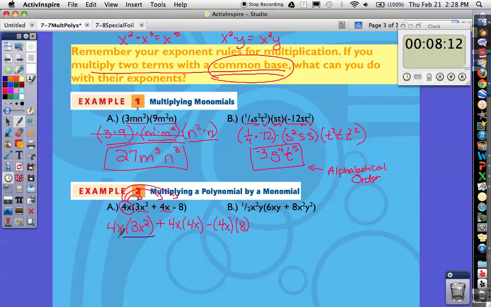What is 4x times 3x squared? It's all multiplication in there. So 4 times 3 is 12. X times x squared is x cubed. Once you get to a plus sign, we can't keep going there. That's just one term. Now we got to multiply the next term. What's 4x times 4x? Well, 4 times 4 is 16. X times x is x squared. Last term then, guys, we have the minus or the negative, 4x times 8. Negative times a positive gives me a negative, and it's going to be 32x.